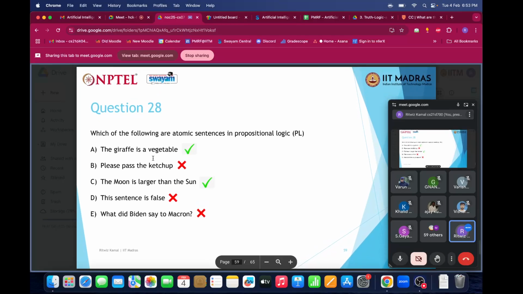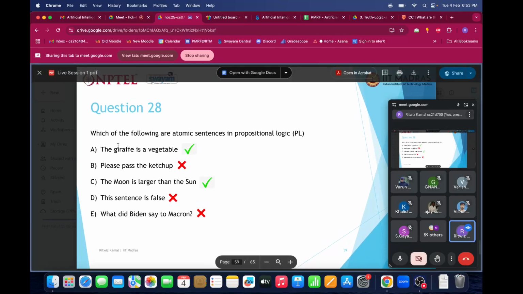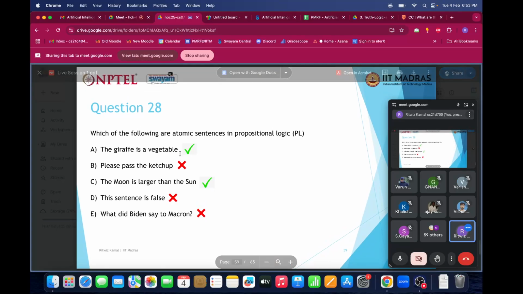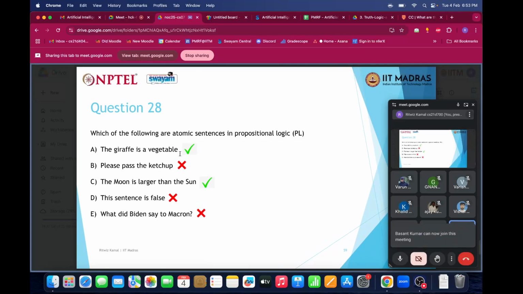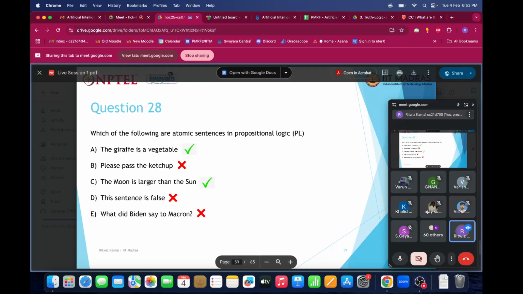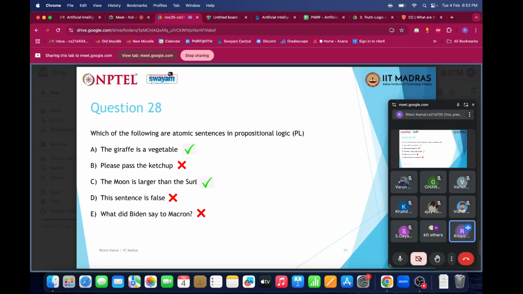Let's go through the options one by one. Option A is an atomic sentence. The giraffe is a vegetable. Yeah, the statement is absurd, but it is an atomic sentence. It would have a truth value false, but it is still an atomic sentence. Please pass the ketchup. This is not an atomic sentence because this is a vague, ambiguous sentence. We don't know who is being asked to pass the ketchup and to whom. The moon is larger than the sun. Again, this is also an atomic sentence, but it is absurd. It can take the truth value false.